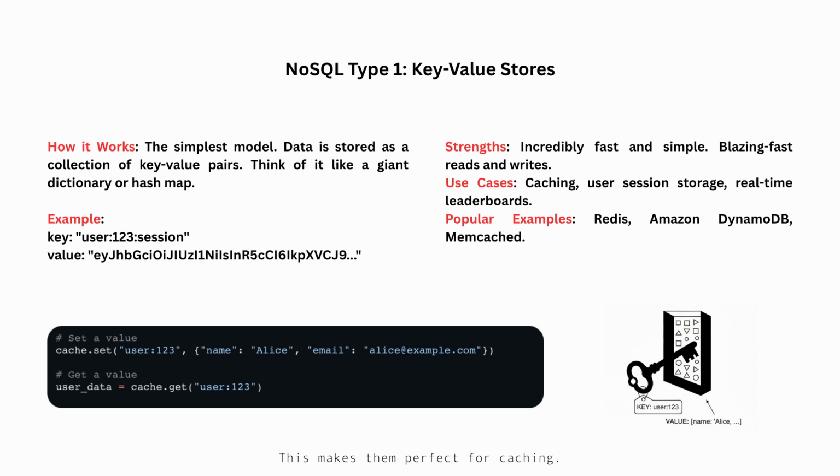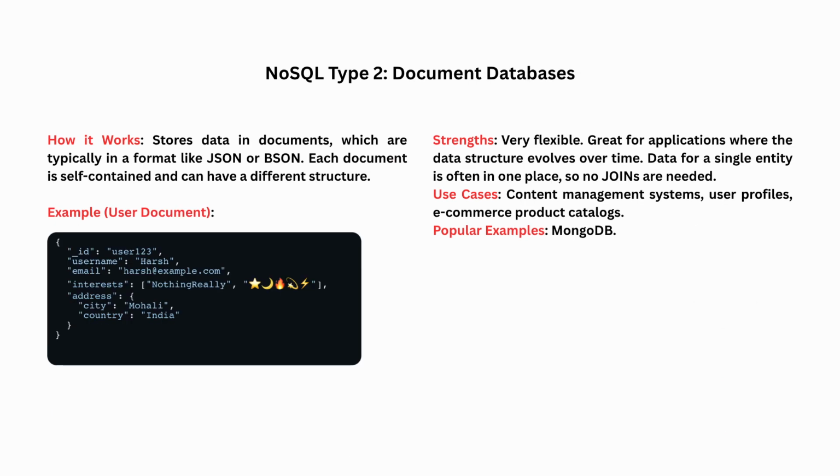This makes them perfect for caching. Instead of hitting your main database for frequently accessed data, you can just store a copy in a Redis cache. The next time a user requests the data, you can retrieve it from Redis in microseconds. They are also widely used for storing user session information. Next are document databases.